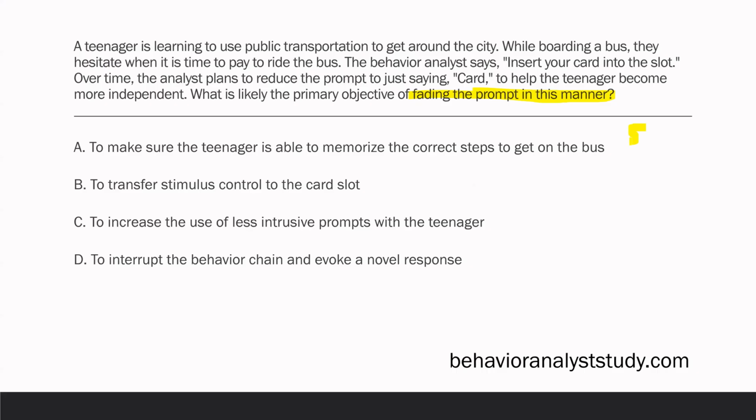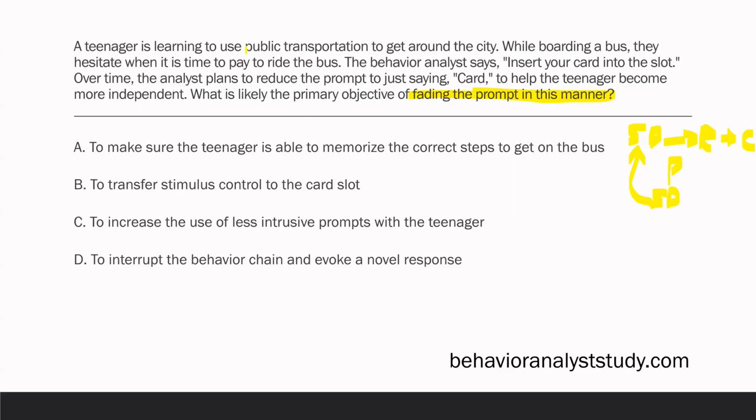Well, if we think about a three-term contingency, SD, response, consequence. When I say three-term, I mean the standard. When we add a prompt, this prompt is acting as a what? Well, it's acting as a temporary SD. So when we fade the prompt, we're actually transferring stimulus control to the real SD.